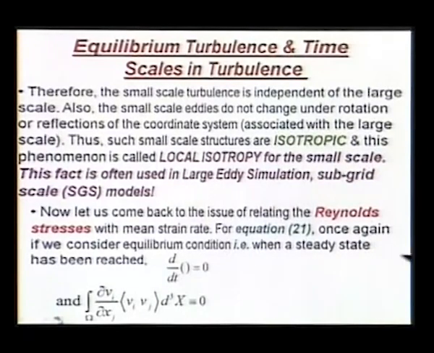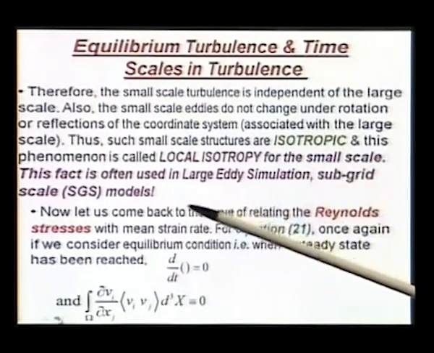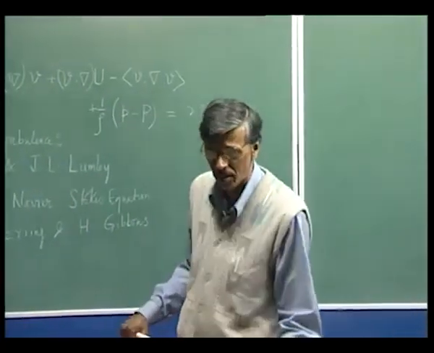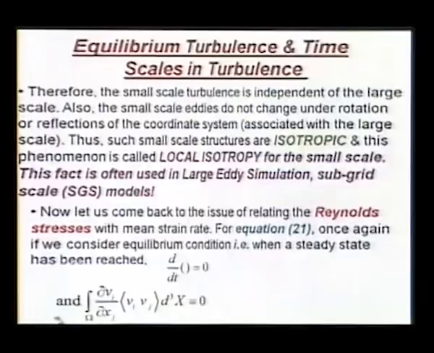Okay. This is what is called the local isotropy assumption of the small scale, and this observation is used in large eddy simulation, where you try to derive a model for this small scale, which is anyway not resolved because of your grid. So, you will have to model it. So, you make use of the fact that those scales are isotropic. Okay. So, basically then this is one byproduct of what we have studied looking at equilibrium turbulence.